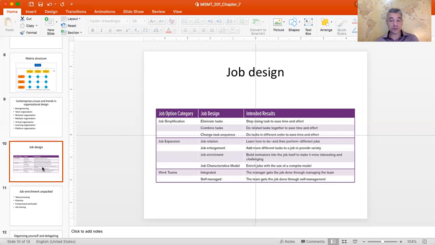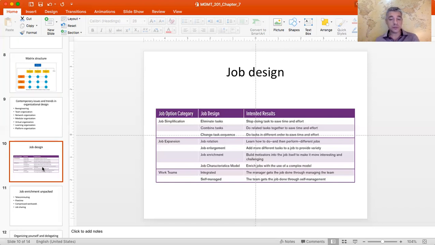Job enlargement is something that basically expands the scope of your work. So you do more tasks. It does give you variety. It could be overwhelming at first, but it also gives you a sense of satisfaction, right? That I don't just do this little stupid task day in and day out. I'm also doing this, I'm doing that, right? It gives you variety. It again keeps the boredom out of it, and it gives you internal satisfaction.